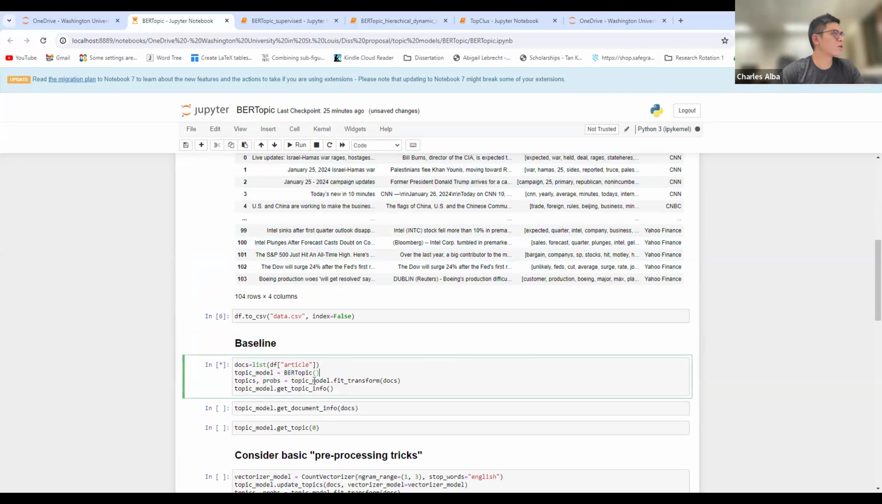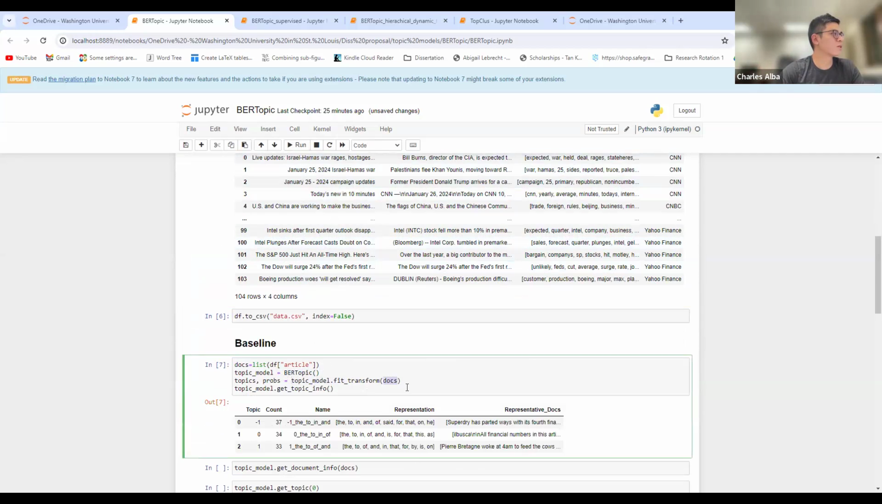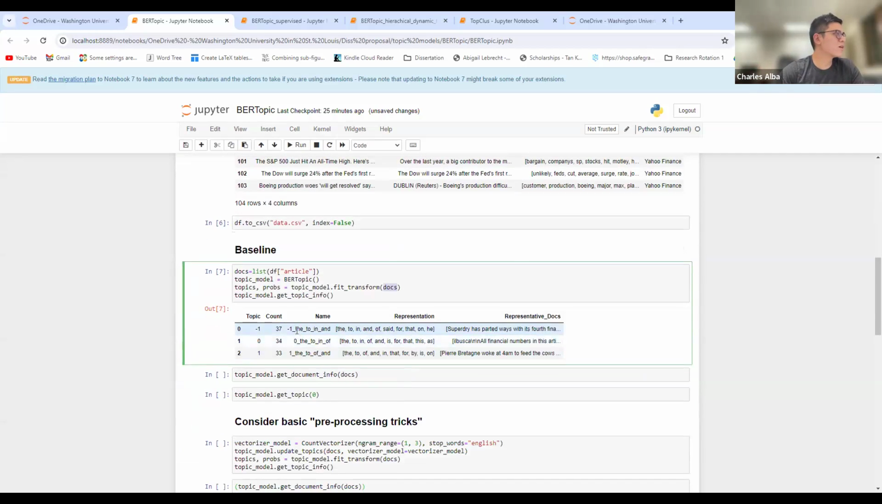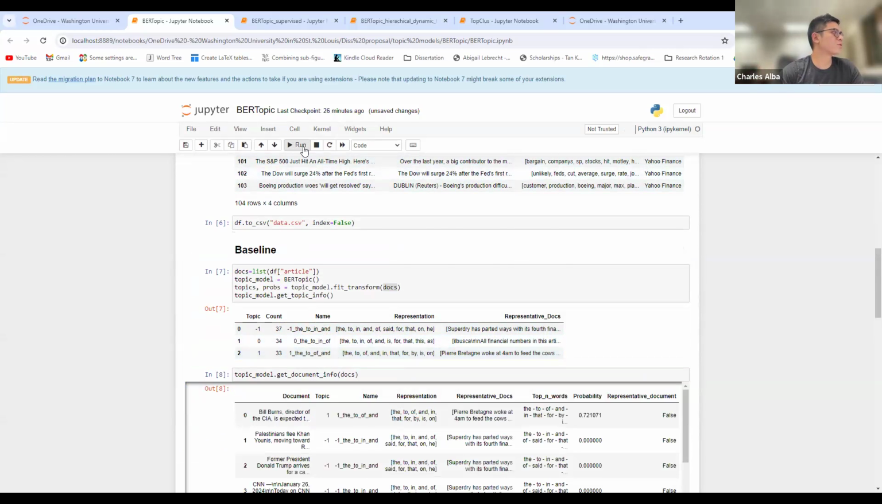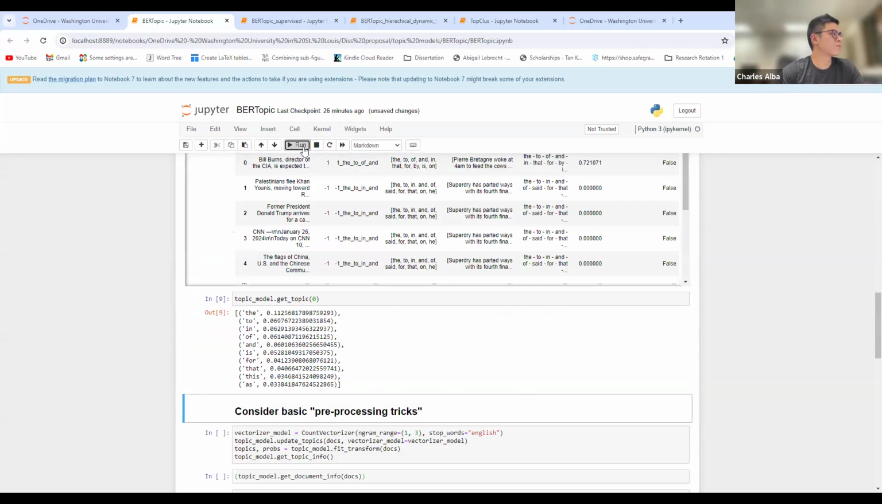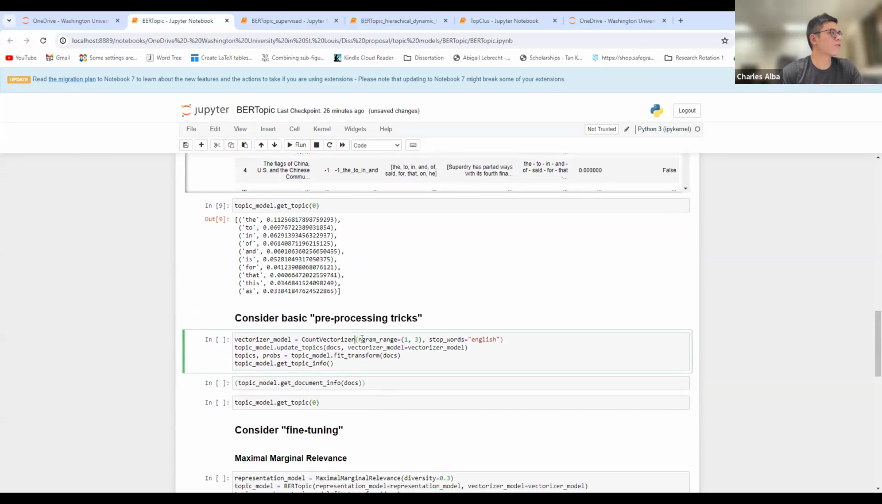You just use BERTopic and then you fit and transform your documents, right? As you can see, it produces rubbish, right? Yeah, it produces rubbish. So what we do is that we choose n-gram range and we use stop words here.